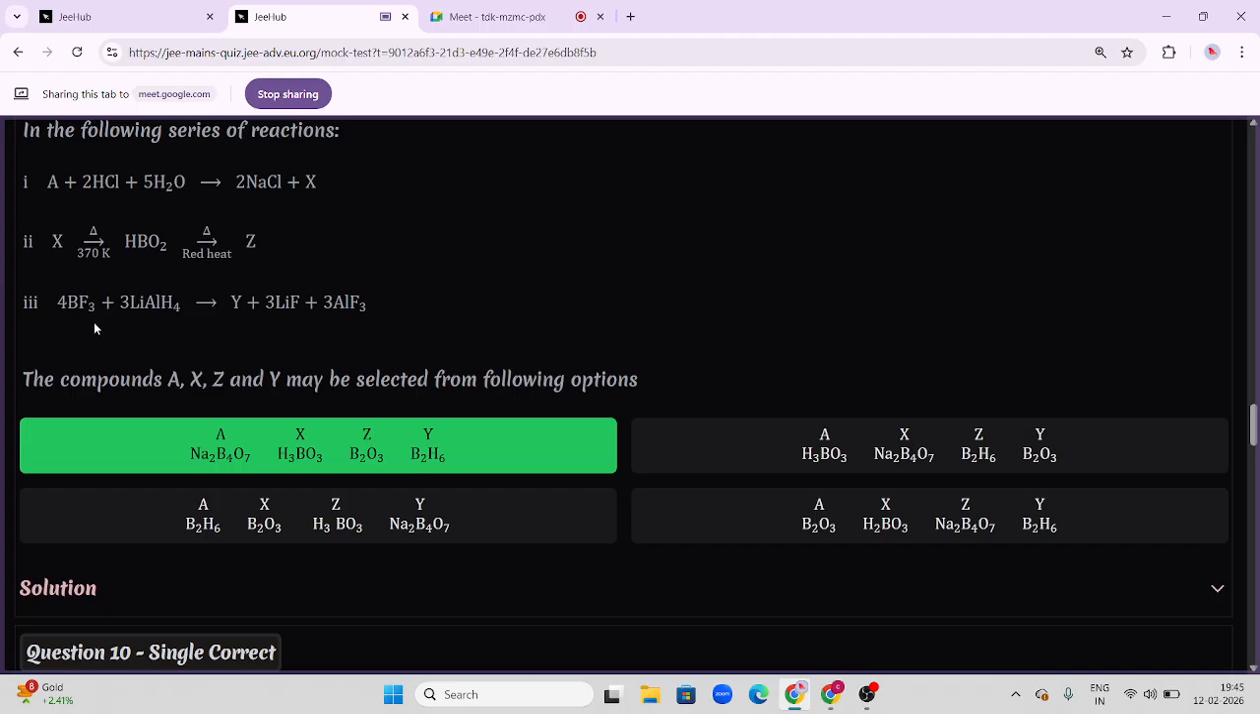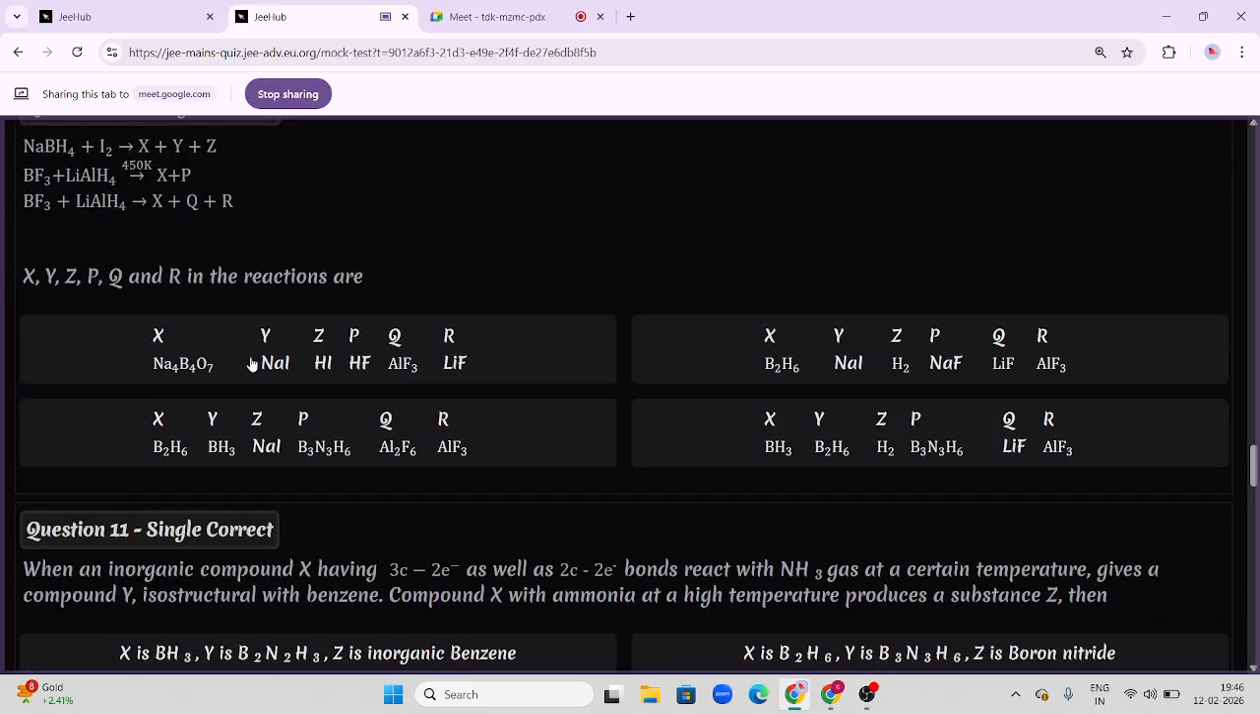Now the next reaction. Boron trifluoride plus lithium aluminum hydride. Always remember, boron fluoride, when it is reacting with different reducing agents, it could be sodium borohydride, it could be lithium aluminum hydride, anything, that will give you diborane. Next one. In the second equation, it is boron trifluoride with sodium borohydride.